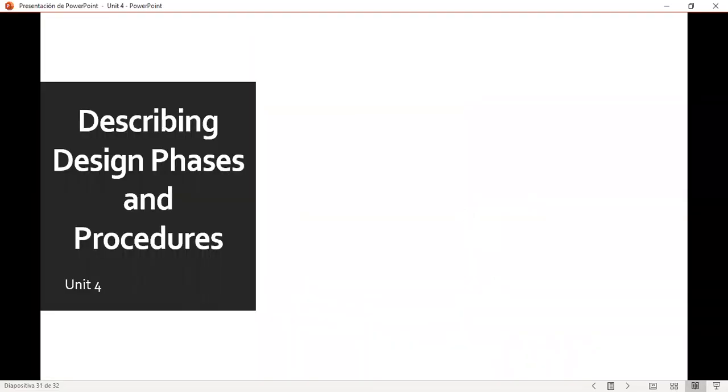of Unit 4, the third section. We're going to start next week talking about how to describe the design phases and procedures. So we're going to talk a little bit about the design phase, the design process of engineering. It's common vocabulary in this case. Exactly. Yes. So let me just change that and stop.